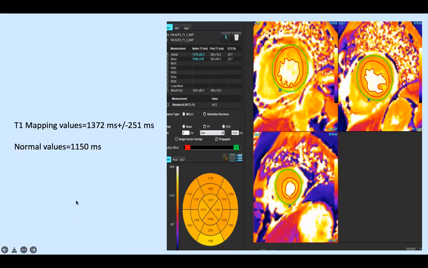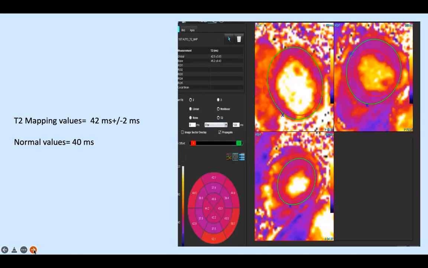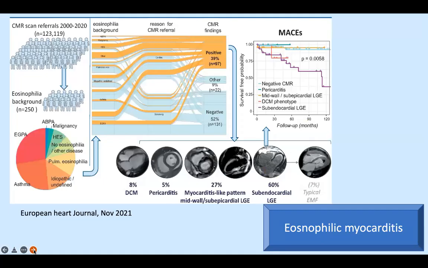T1 mapping values are usually obtained in the mid-cavity short axis. But whenever we suspect a diffuse involvement, it is better that we obtain them in all the planes as well as in the long axis, because sometimes focal interstitial fibrosis has to be better evaluated at multiple levels. T2 mapping images, as compared to normal values, were within normal limits.